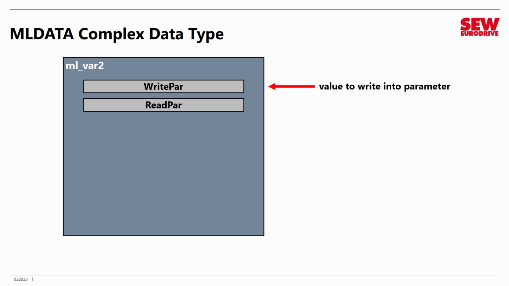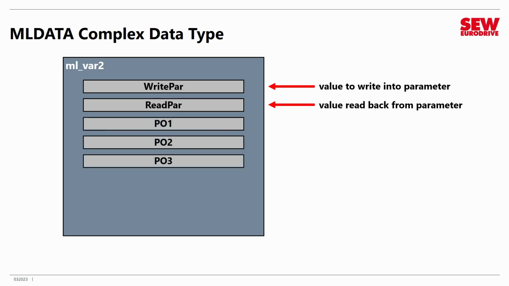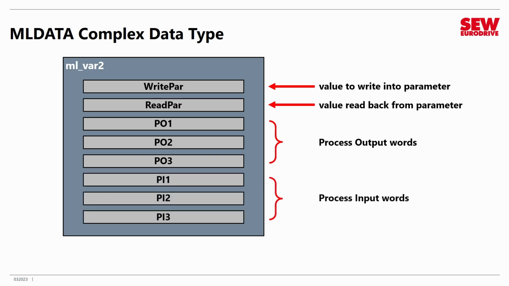The second one is read par. If you're reading out of a parameter, this is where the value comes back from that parameter. Then you have three variables called PO1, 2, and 3. These are only used when you're sending data to a separate VFD. These are called process output words. And there's three process input words called PI1, PI2, and PI3. The PO, PI words are only used for VFD to VFD communications, so we are not using them for what we're doing here. But they're in there, so you should know that they exist.